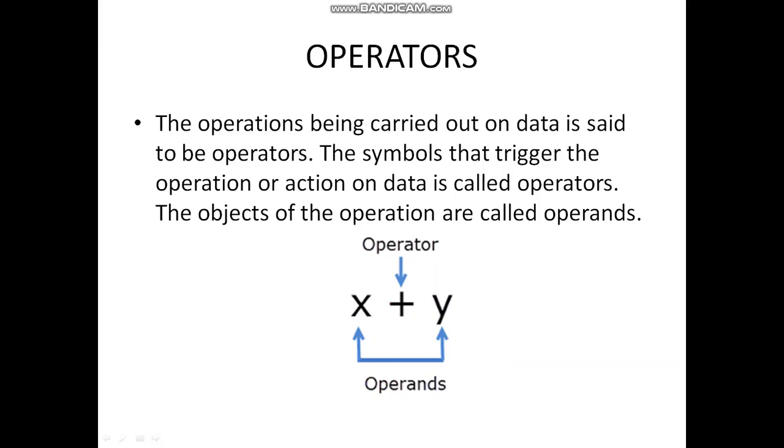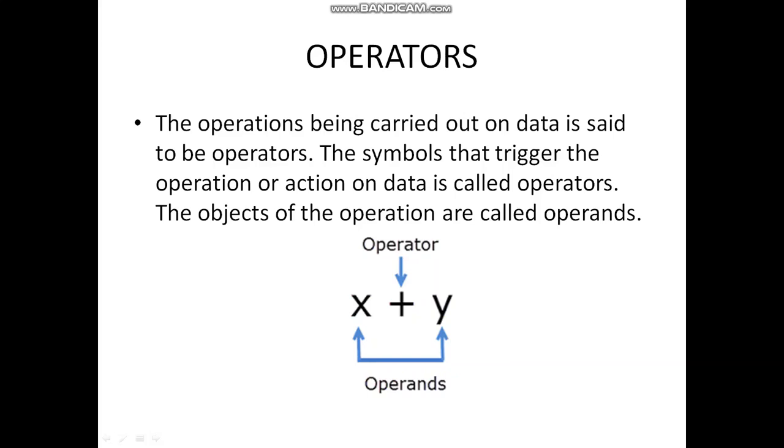Here you can see there is an operator, right? The operator is the plus sign, and it is going to be done on the operands. If I am taking 5 plus 3, 5 and 3 are the operands because the addition is going to be performed on the operands, which are 5 and 3. So this is the basics about operators.